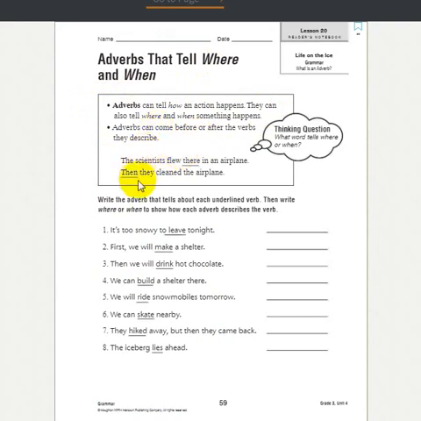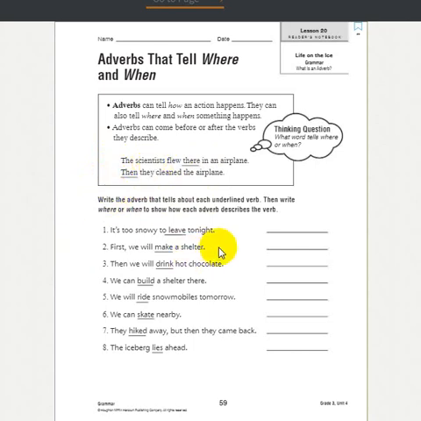Let's see the examples. The scientists flew there in an airplane. Okay? There is an adverb that tells us where they flew, right? Then they cleaned the airplane. Then is an adverb that tells us when they cleaned the airplane. Did they clean it before, now? No, then. So after they did something, they cleaned it, right? So here, there was an adverb of where, and then was an adverb of when, right? So not all adverbs have ly.